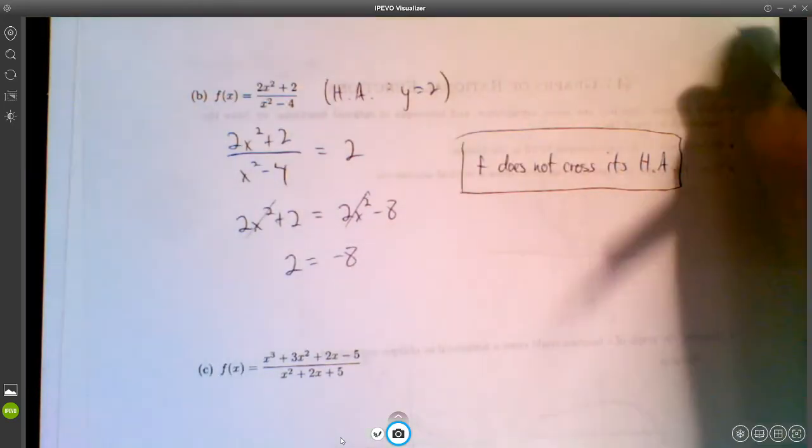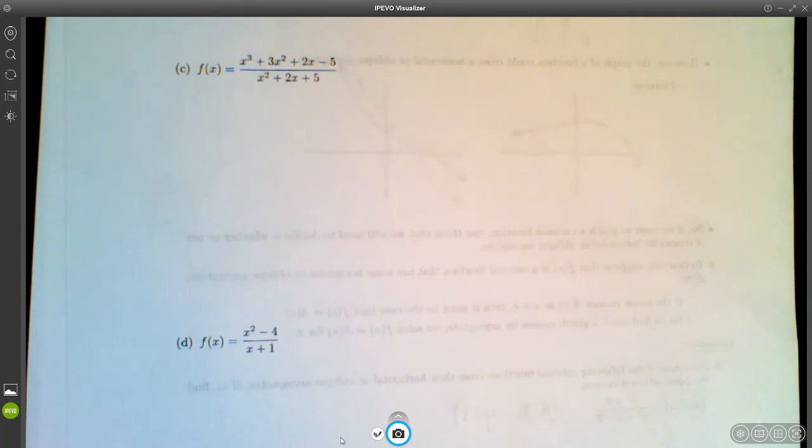Okay, let's look at another one. So f of x equals x cubed and some change over x squared and some change. What I'm noticing is that the degree of the numerator is greater than the degree of the denominator. So that tells me that I don't have a horizontal asymptote, I actually have an oblique asymptote. And since the degrees are different by just 1, the oblique asymptote is going to be linear. To find the oblique asymptote, I've got to do some long division.